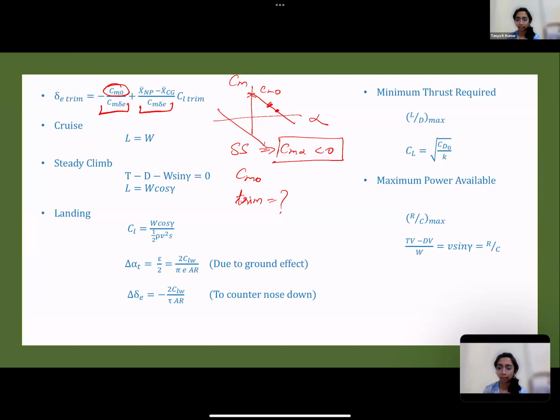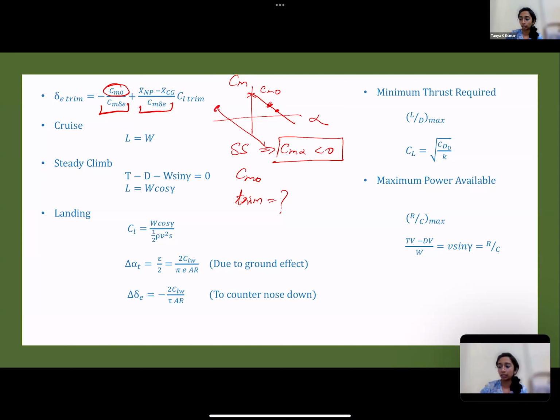Here also it's a stable aircraft because of the negative slope. Trim is a condition where Cm is 0 at some angle of attack, exactly. And you need Cm naught to be positive to trim at a positive angle of attack. I'm going to keep asking this in every class till it's clear. Cm naught is desirable to be positive so that you trim your aircraft at a positive angle of attack.